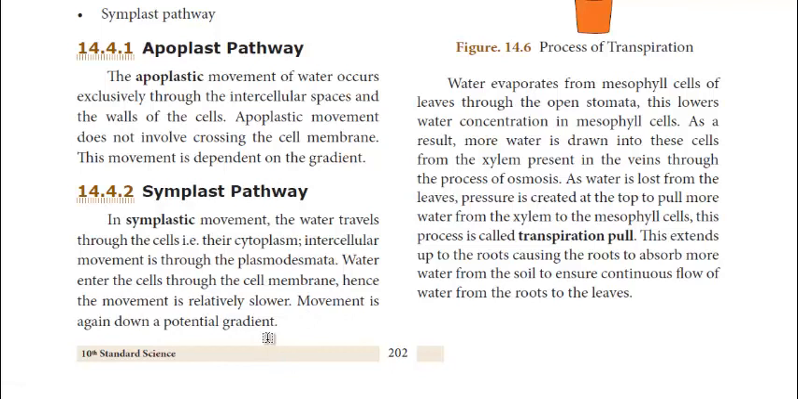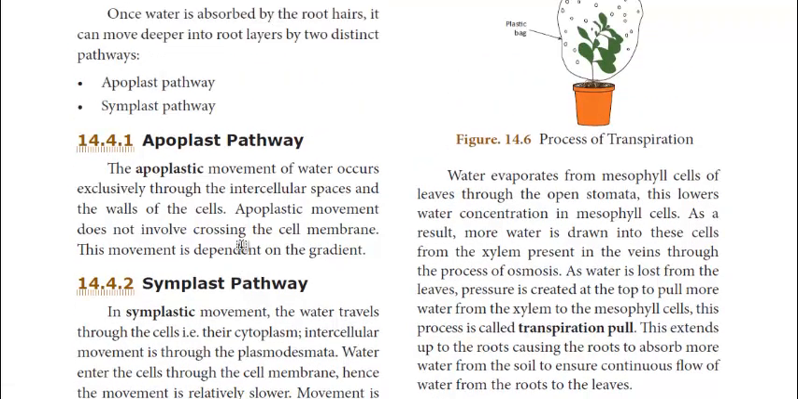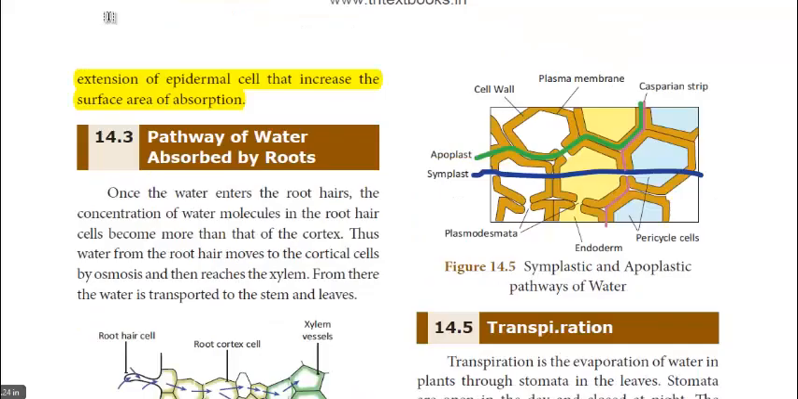Movement is again down the potential gradient because it has to move from one cell to another cell. So the movement is again relatively slower. So these are the two pathways that take place while the water is absorbed through the root hairs and it reaches the important xylem vessels. Now you can see the plasmodesmata.